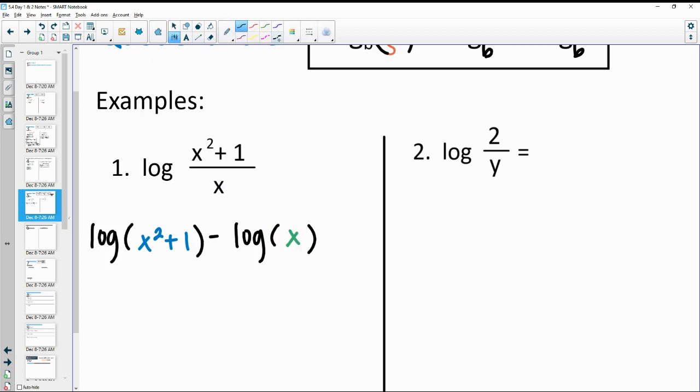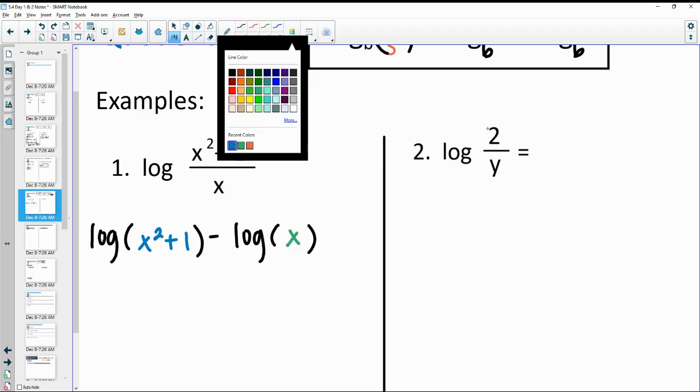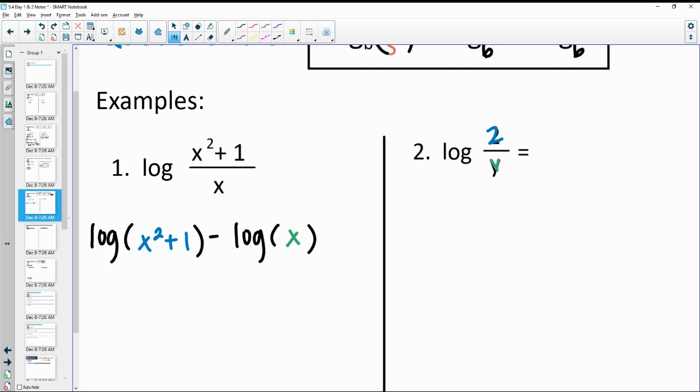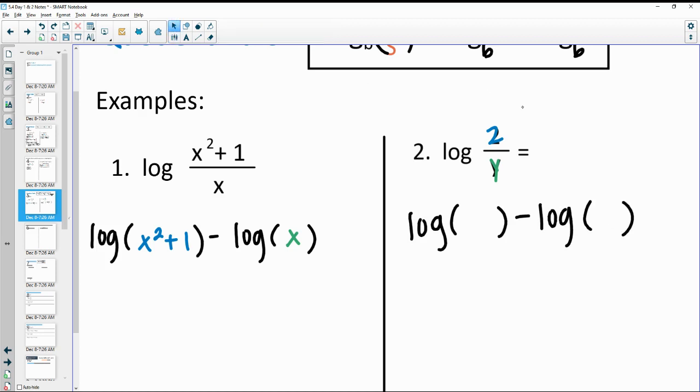Then in number 2, we see a 2 on top and we see a y on bottom. So we're going to have two logs subtracted again. So we'll have log of the top minus log of the bottom. So we'll have log of 2 minus log of y. And then that would be the expanded form.